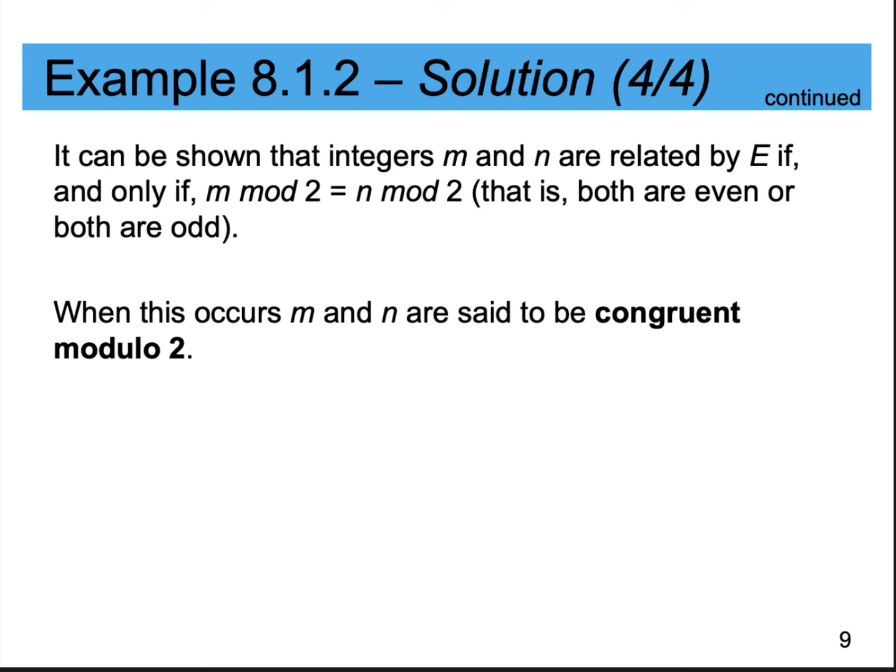It uses the idea of congruent modulo n, which is, if I have two different values, but modulo n of those two different values is the same, then I'm going to say that they are congruent modulo n.